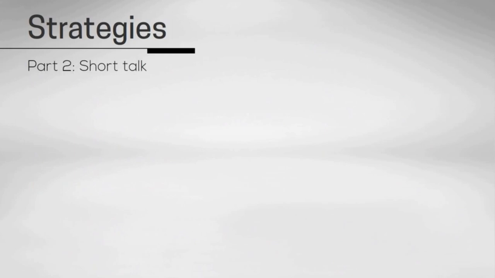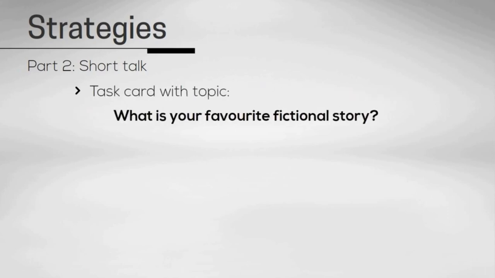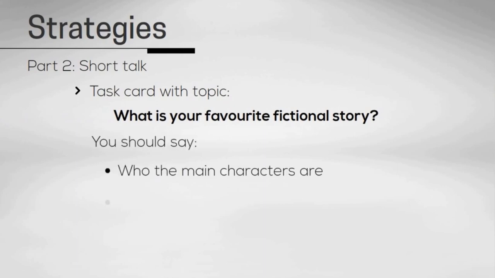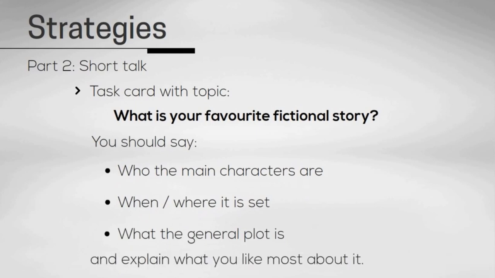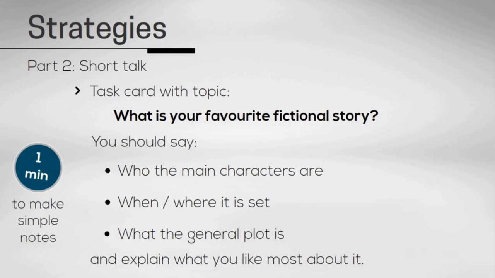During the second part of the test, the examiner will pass you a task card with your topic on it. The task card has the main topic which you will give a short talk on. It also has the main points that you should cover in the talk. You can use these points as headings to keep you on track during your short talk. So after you're given the card, you'll be given 1 minute to prepare yourself and make some simple notes before you start your talk. See the example on the screen.